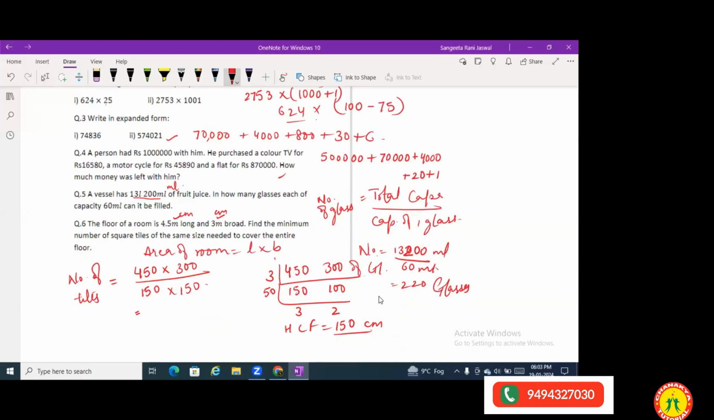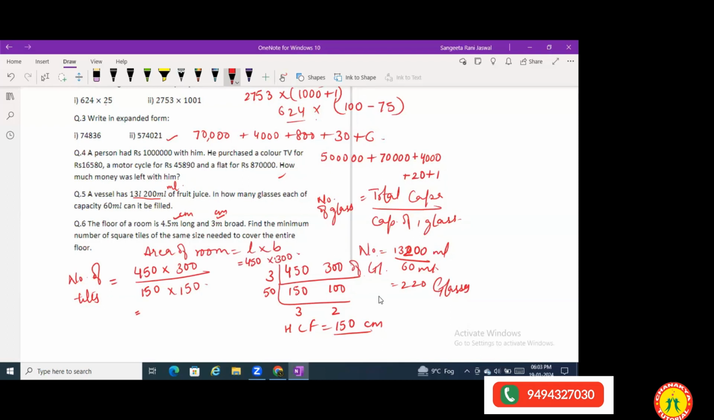Now length is 4.5 meters. I converted it to centimeters, so I got 450 centimeters. Then breadth was 3 meters. I converted it to centimeters and got 300. I have just written it like this, I have not multiplied it.